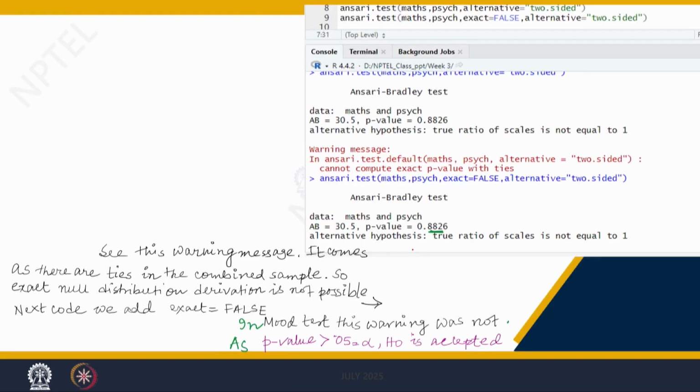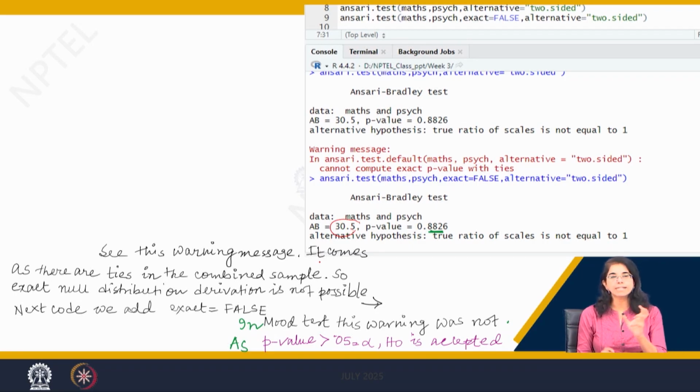So in Ansari-Bradley test, I have already made the screenshot of the R output. In the first problem, the maths major and psychology major problem, we have done the Ansari test. For the second problem, the maths major, psychology major, you will have AB, that is the test statistic value 30.5, and p-value is 0.8826. And see this warning message, it comes as there are ties in the combined sample.